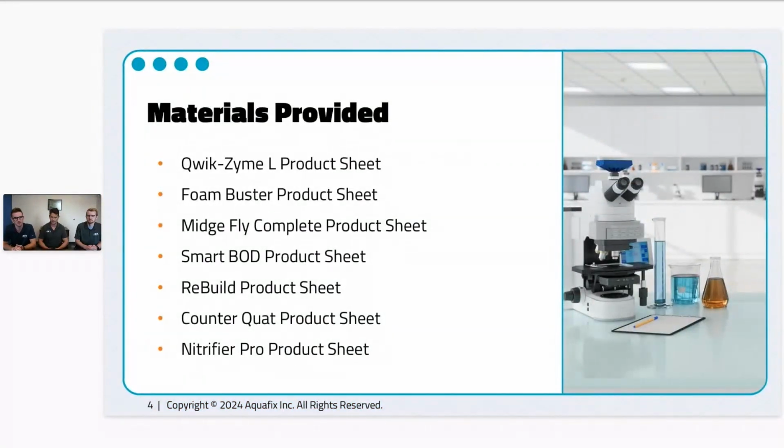And certainly throughout this presentation, we'll be covering a lot of the treatments we do when working with these sorts of challenges. So you can see there, we'll be putting a few different pieces of information pertaining to the products that we commonly use to treat these ailments.